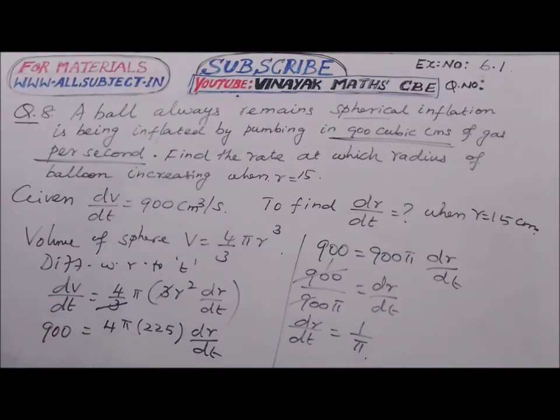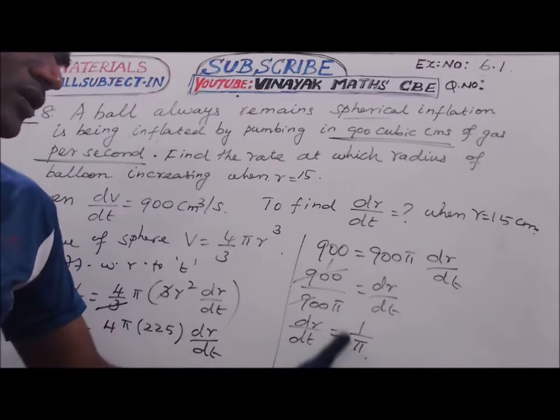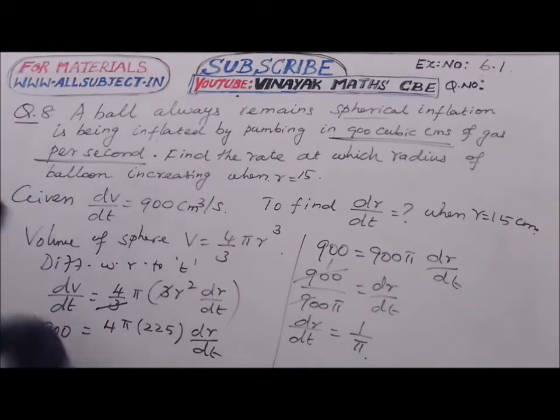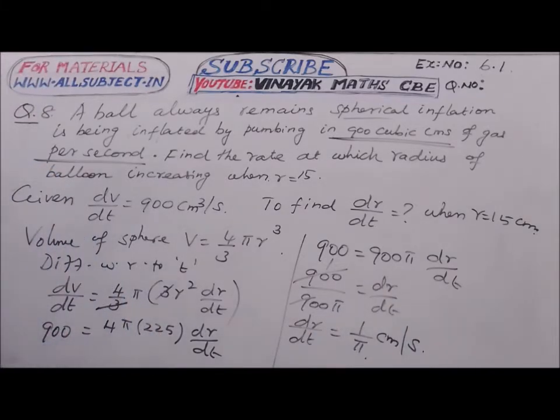That is a positive quantity. So the radius of the balloon is increasing at a rate of 1 by pi centimeter per second.